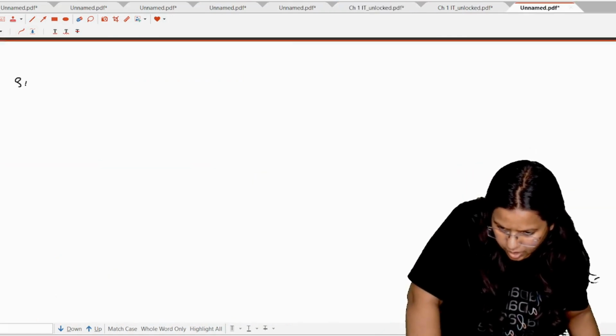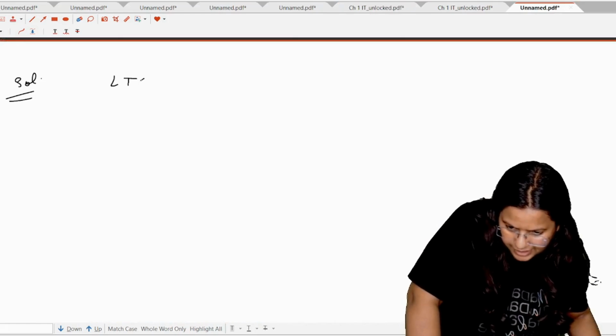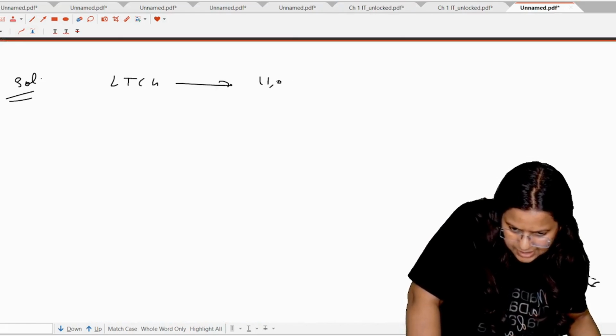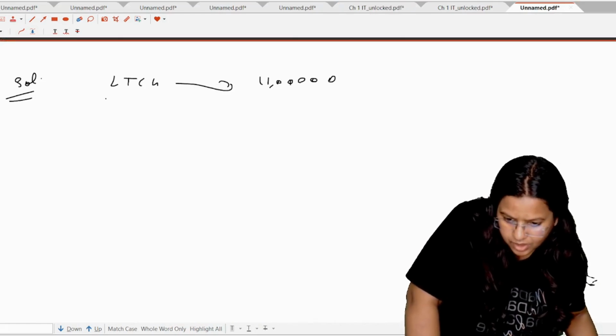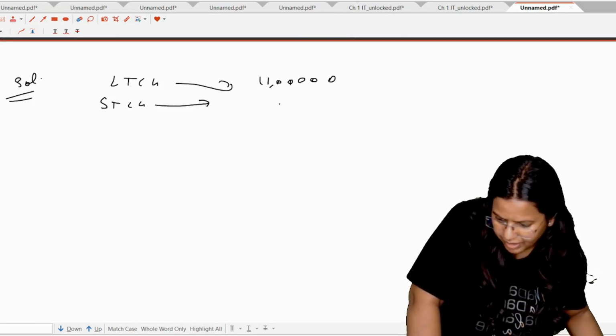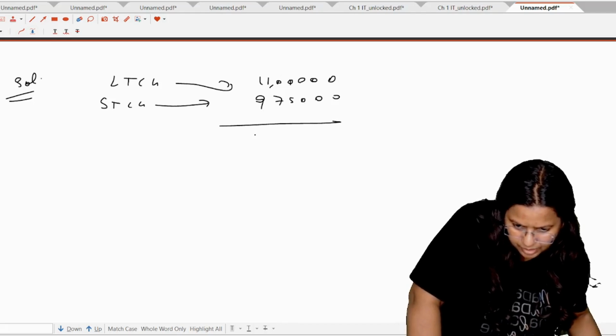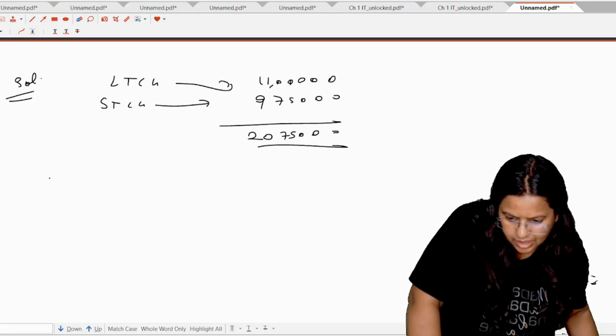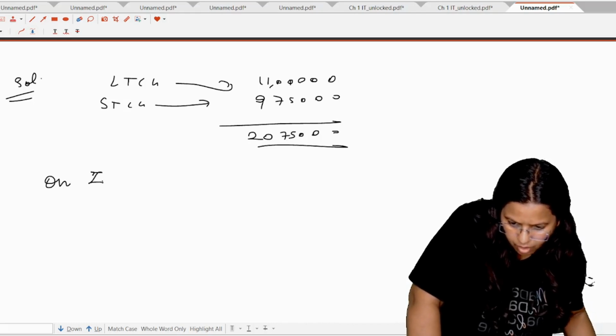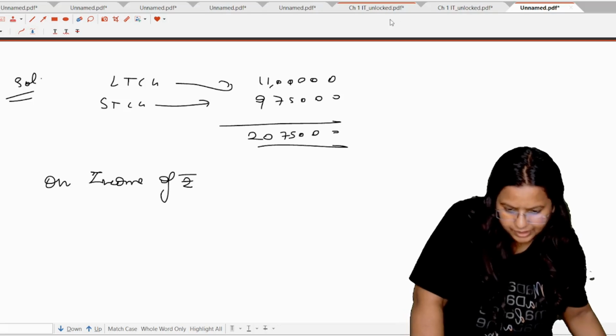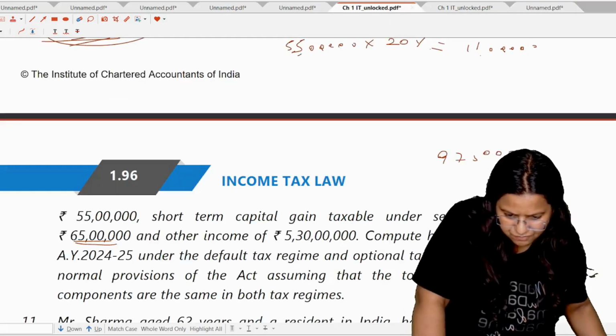Okay, solution. So on LTCG, tax liability is 11 lakh rupees as we have calculated. On STCG under section 111A, tax liability is 9,75,000. So total it is 20,75,000. Okay, next. Now on the balance income, let's find out the income, that is 5 crore 30 lakhs.